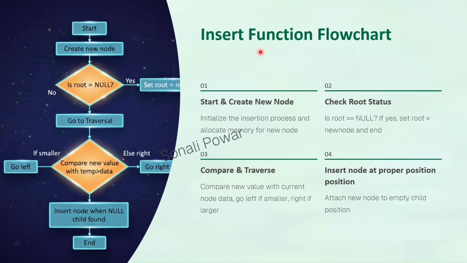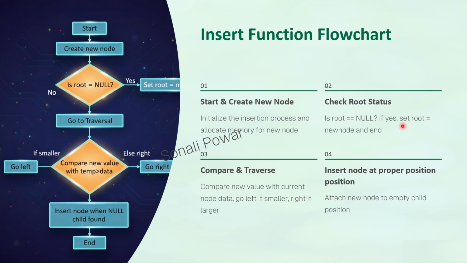Now next we will see how we can implement the insert operation of the binary search tree in the C language. For this, you have to follow 4 steps. Step number 1 is create a new node. Under this, you have to allocate the memory for the new node. Step number 2 is check the root status. If root is null, it means your tree is empty. So the newly created node will become the root.